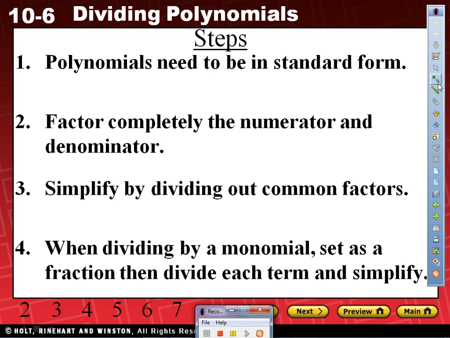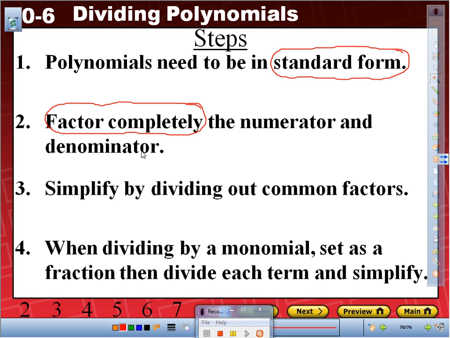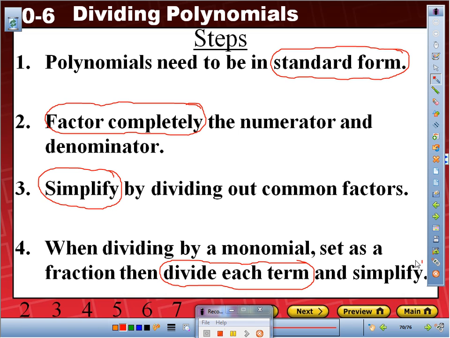All right, so words to circle so that you can memorize those steps. Here we go. Step 1, circle the words standard form. Step 2, factor completely. Step 3, simplify. Step 4, divide each term and simplify. So step 1, standard form. Step 2, factor completely. Step 3, simplify. Step 4, divide each term and simplify.